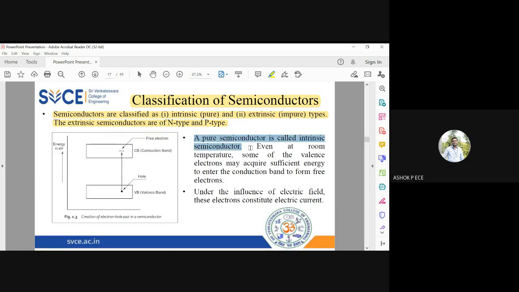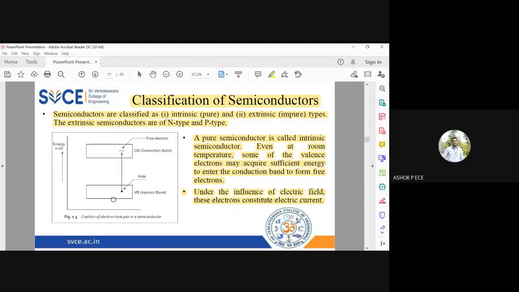what happens even at room temperature is that some of the valence band electrons will go to the conduction band and constitute current, but this current is not very large, because the characteristic of a pure semiconductor is that of an insulator. So all pure semiconductors behave as insulators ideally. Only when you increase the temperature will they slightly start conducting. So a pure semiconductor is not often preferred because the conductivity is poor even when you provide energy.